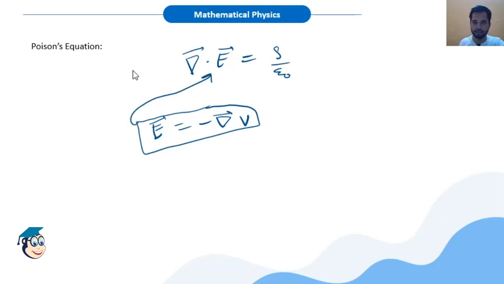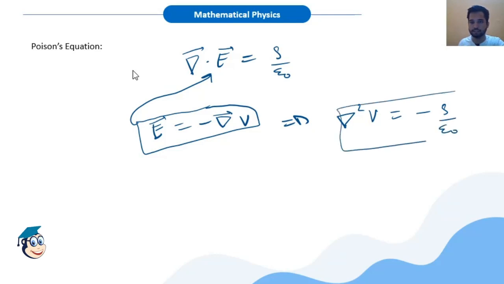Putting this value over here, we will get del dot del, which means del square. Del square of V is equal to, that minus sign we will take to the right, and this will equal rho over epsilon naught. This equation is called Poisson's equation. Del square V is equal to rho over epsilon naught.